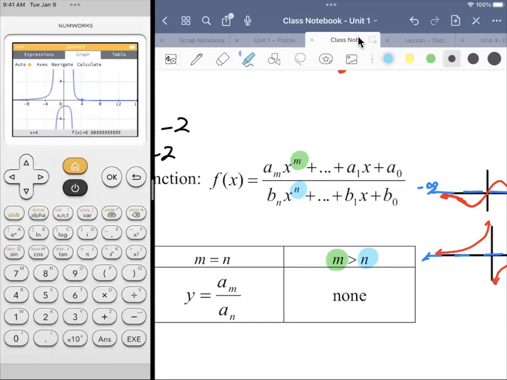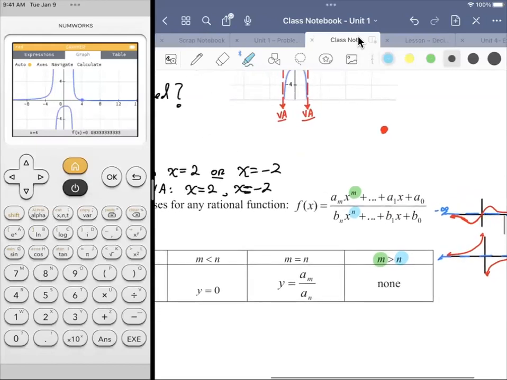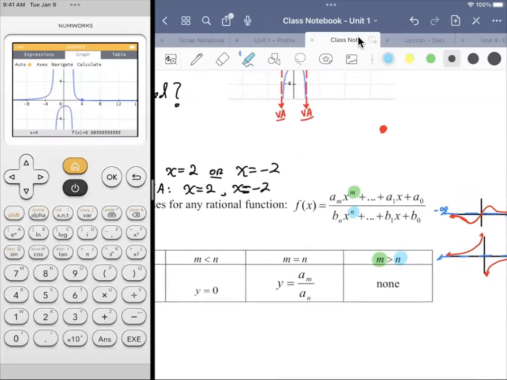All right. So, for example, if the power on the top is more than the power on the bottom, then there is none. Meaning there is no horizontal asymptote. There's no horizontal line that the graph will approach for extreme values of x. The other simple case, relatively anyway, is if the high power on the top is less than the high power on the bottom. I'll show you the examples in a minute. That would give us a horizontal asymptote specifically of y equals 0. That's the x-axis.